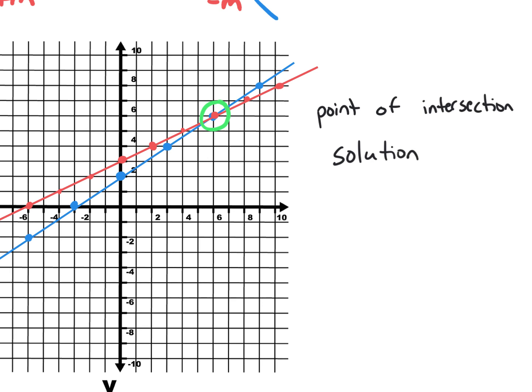You want to write these as ordered pairs, which you said. So if I write that point that I circled as an ordered pair, our solution is 6, 6. What that means is that 6, 6, that point, is a part of both graphs. That is a solution to both graphs.